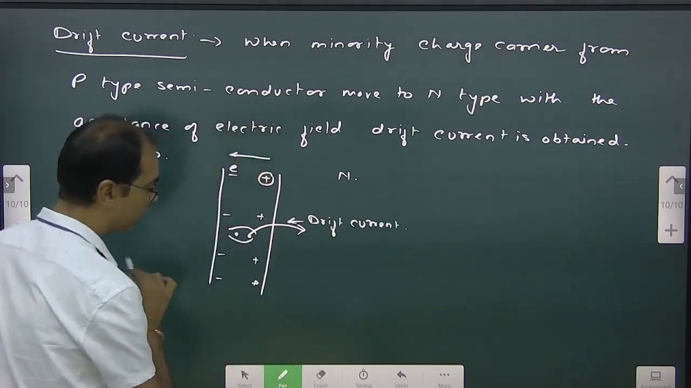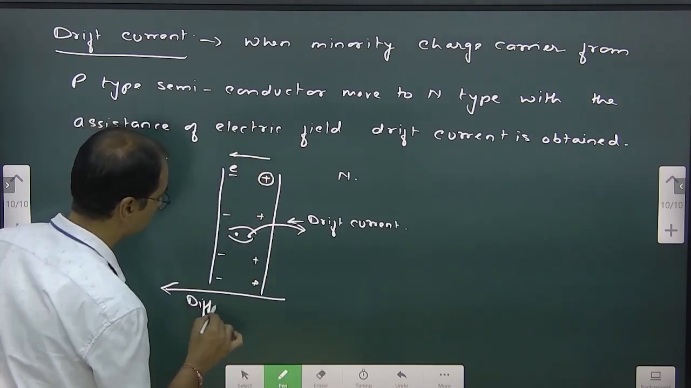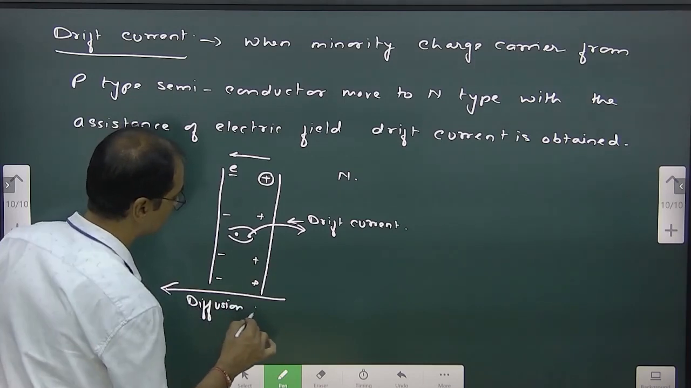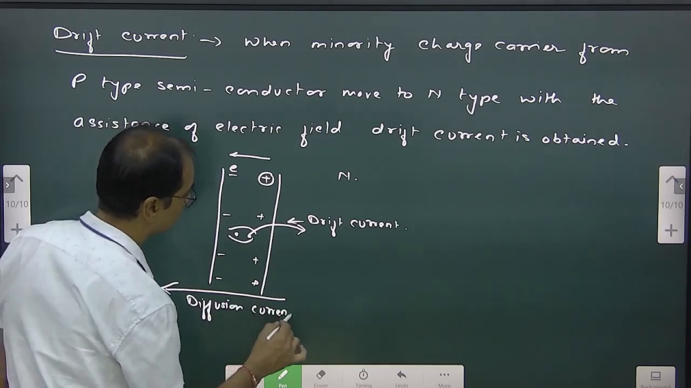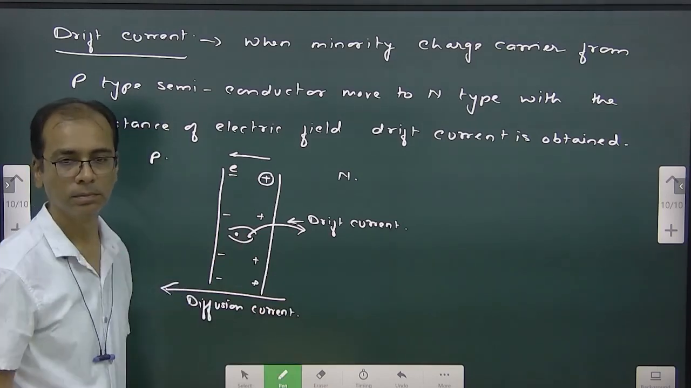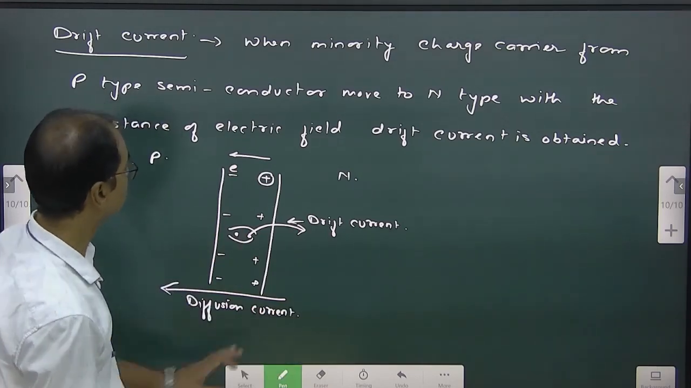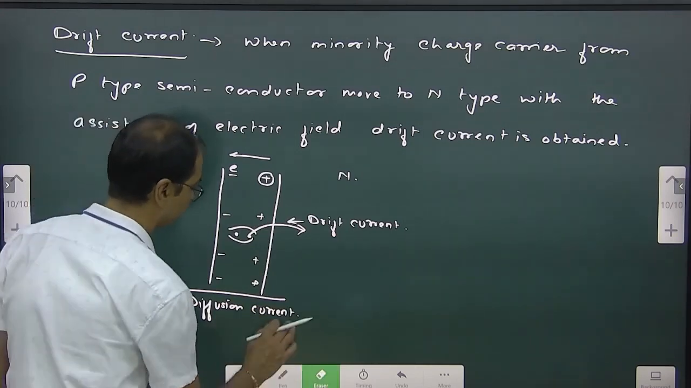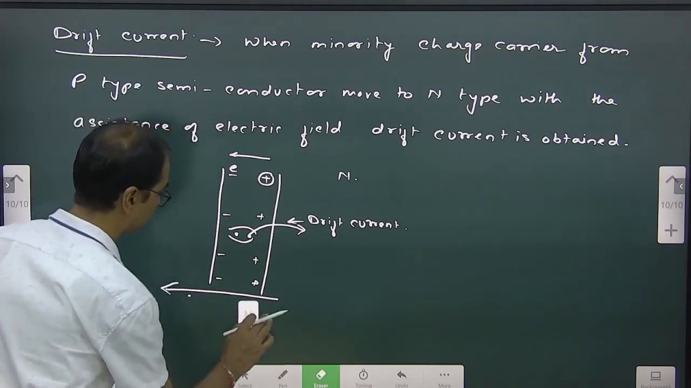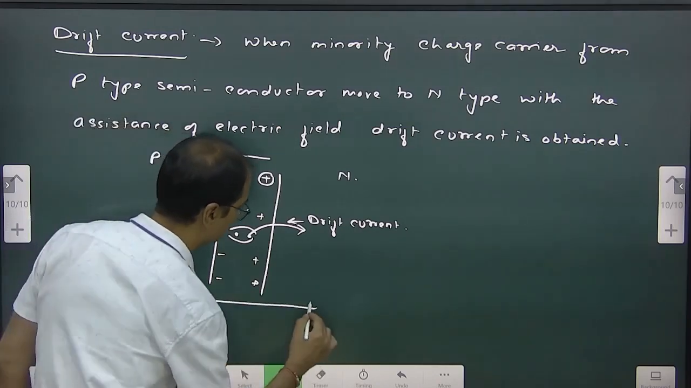How was diffusion current? Like this. This was diffusion current. And how is drift current? Like this. Am I correct though? Or have I written it in the wrong way? This is direction of electron. Sorry. This is diffusion current.